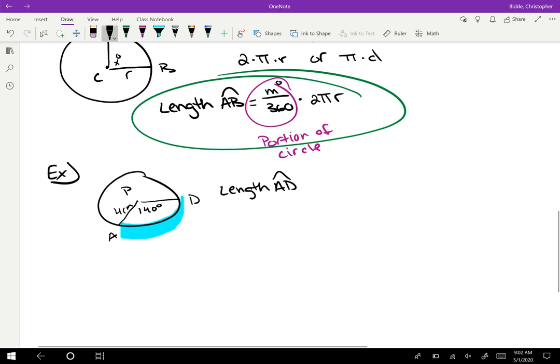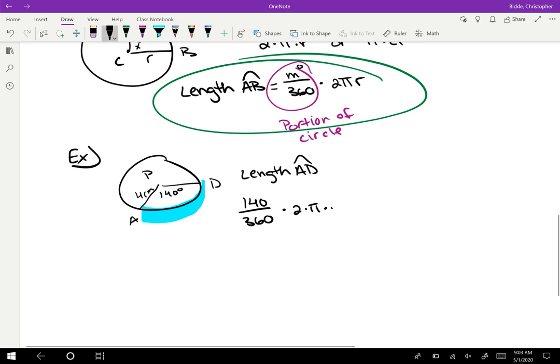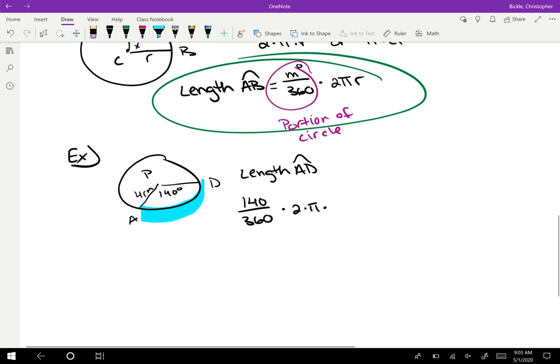So we need to find what the measure in degrees is. What's the measure of our angle? What's the portion of our circle we're looking at? And then find the circumference. They told us here that this angle is 140 degrees. So again, this 140 over 360, guys, that's the portion of the circle. That's the portion of the circumference that we're actually looking at. So I've got 140 over 360 there. And then I'm going to multiply that times 2 times pi times my radius, which is 4. Sorry, I keep getting my hands all over the screen.